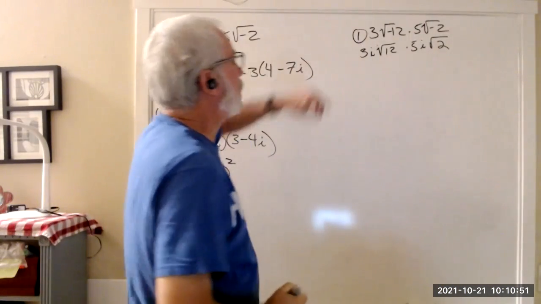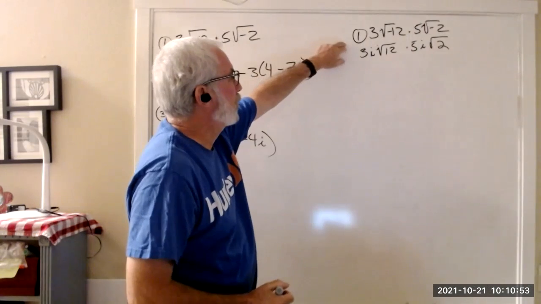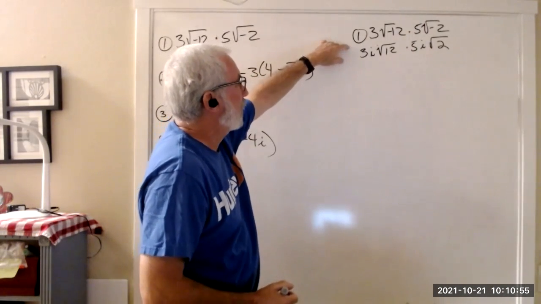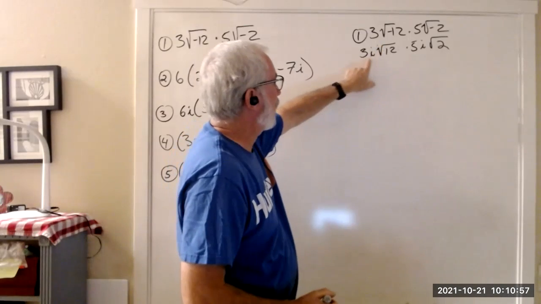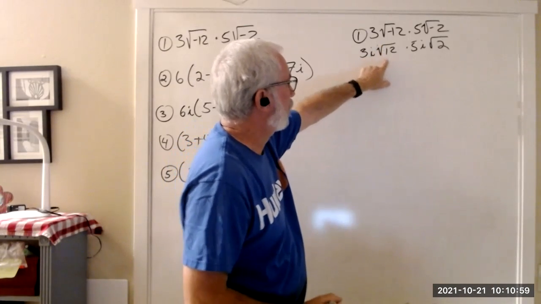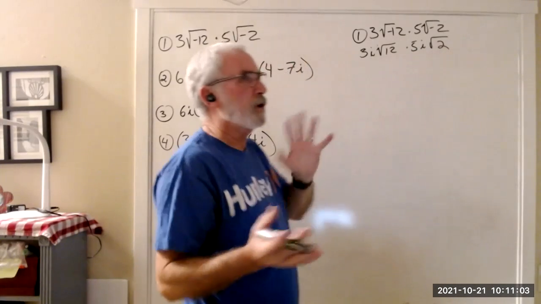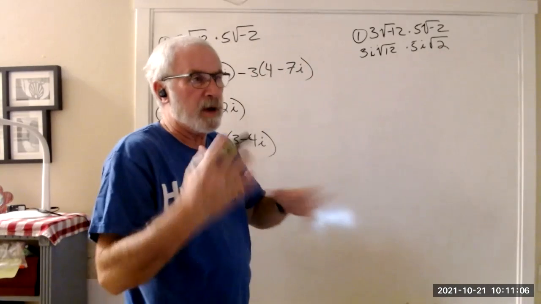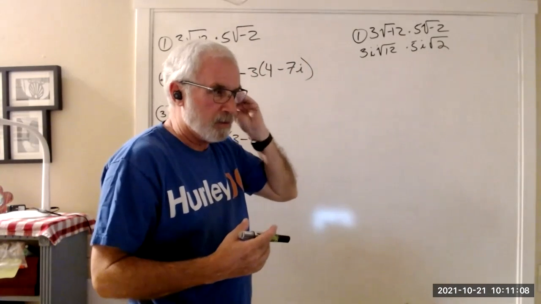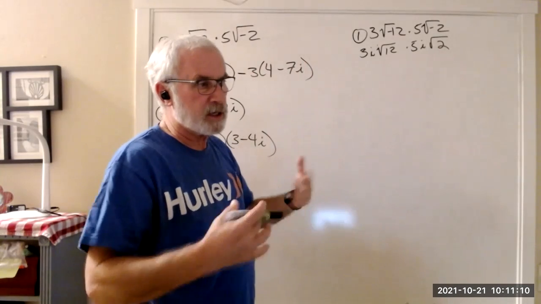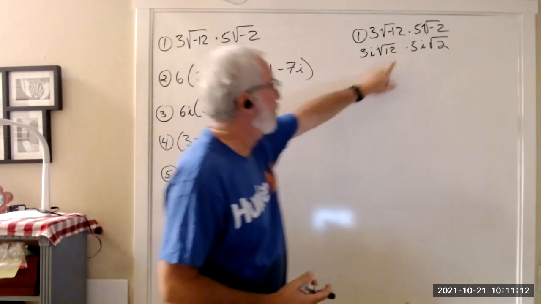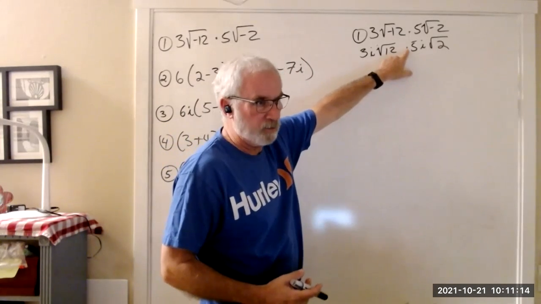Okay, so I started to do number 1 over here. I just rewrote it. First thing you do is take the i out. So you write 3i radical 12 and 5i radical 2. Now, there is some leeway as to how you continue the rest of this problem, but I'm going to use the outside, outside, inside, inside rule for multiplication of radicals.